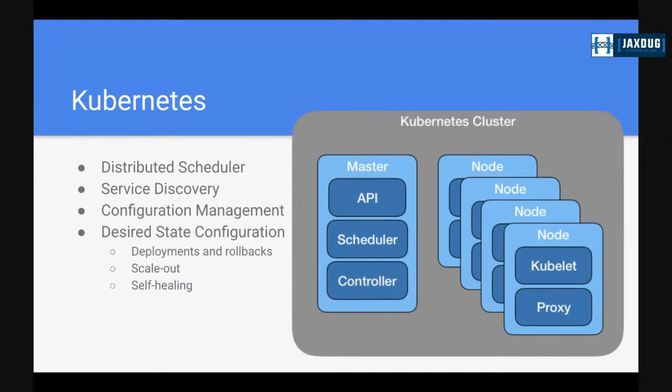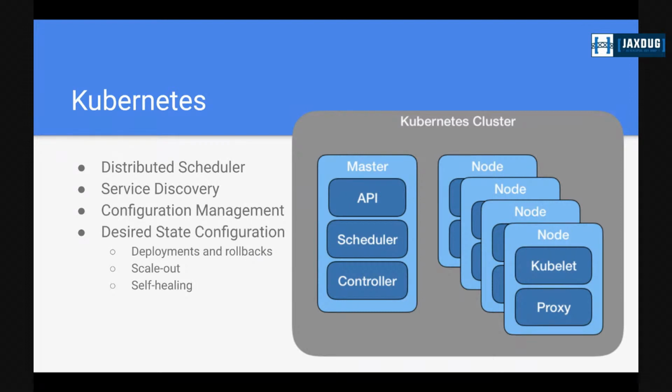Okay, so the structure of a Kubernetes cluster is you have a control plane, which is kind of the master. It has the API, the scheduler, and the controllers there. And then you have your nodes. They run what's called the kubelet, which is kind of the workhorse that handles keeping everything running on the machine, and the proxy for your networking.